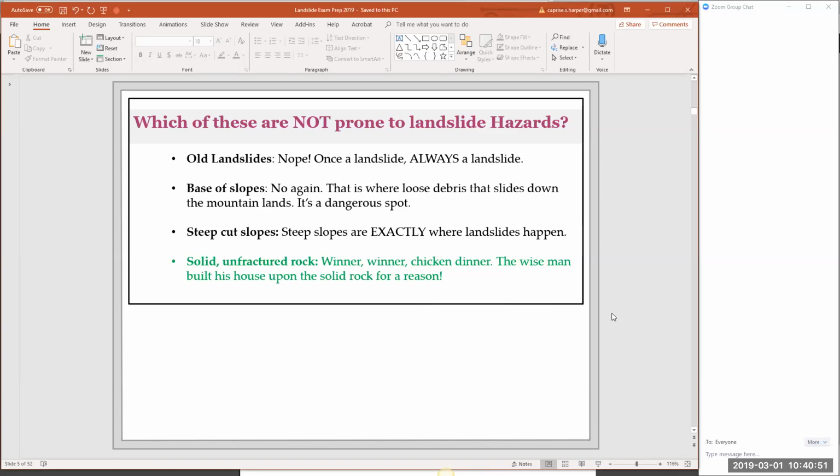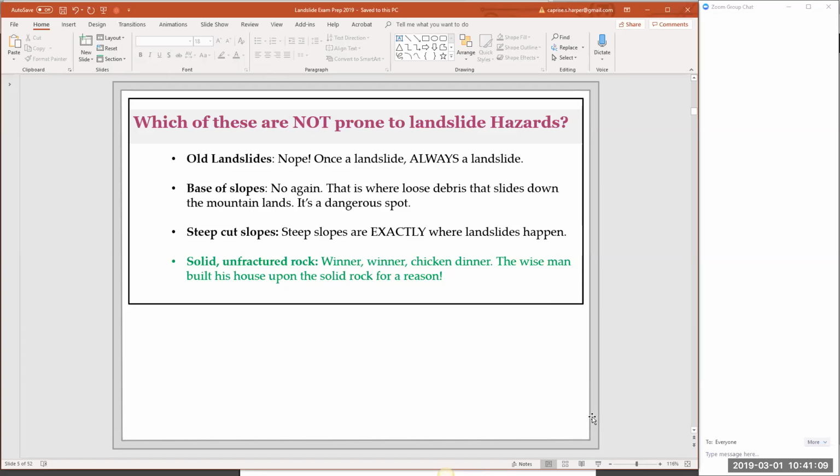The base of slopes. This is one of your reading quiz feedback items. It was, which one of these is not prone to landslide hazards? The base of slopes are definitely prone to landslide hazards.